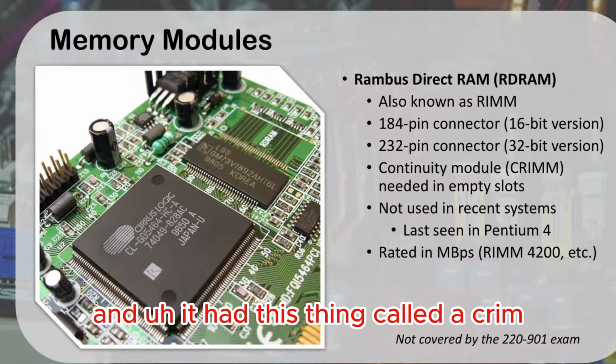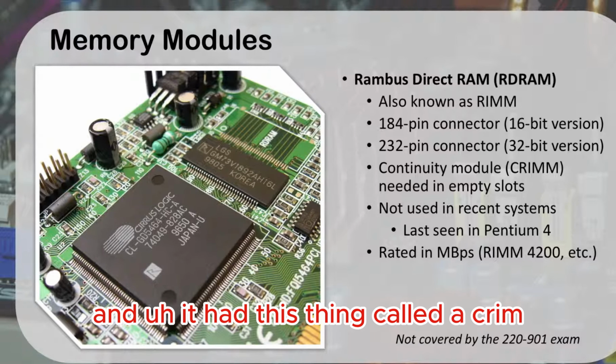So in our PCs over here, we have 4 slots, right? If we were using RAM bus modules and we only put 2 in, we would have to put 2 CRIMMs in, which are essentially blank circuit boards, to give that continuity. Every slot on the motherboard had to be filled. So if you're not using it with RAM, you had to use a blank. So that's what a CRIMM is. That's the only thing you really need to remember about the RAM bus modules. Like I said, they're not very heavily used.